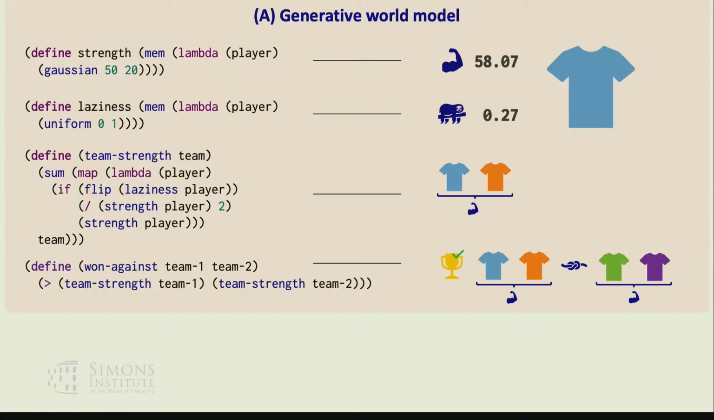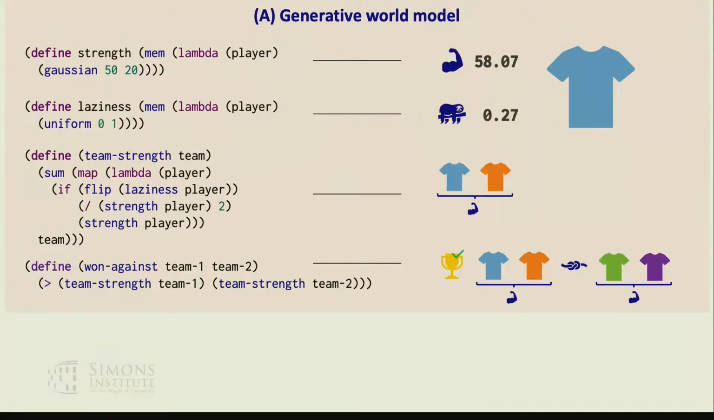So for instance, here we're modeling players as having some internal inherent strength value, where strength varies approximately normally, but is this unobserved latent variable over different kinds of players. And we also think of players as having some kind of internal laziness value, which represents the percentage of the time that they actually don't act according to their underlying strength.